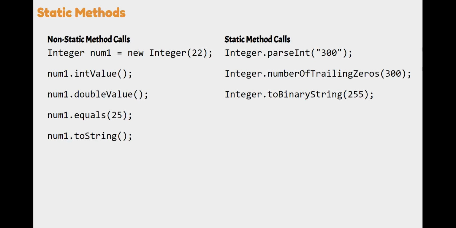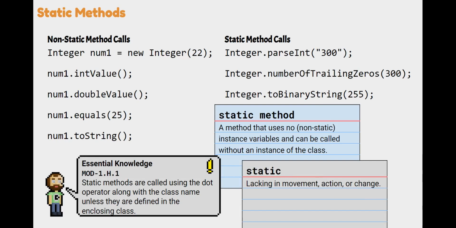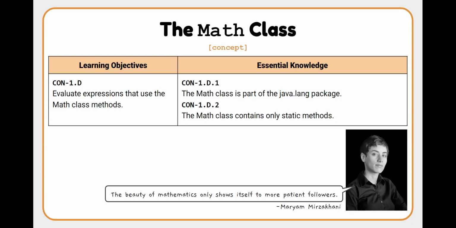So if we are interested in the member variables, we would call by object. If we just are using a method where we pass in the information that we need and it gives us back the values that we need, we are going to call that by class, and those are defined as static methods. So a static method is a method that uses no instance variables and can be called without an instance of the class. This aligns with our essential knowledge. Static methods are called using the dot operator along with the class name unless they are defined in the enclosing class. Our next concept is the Math class.